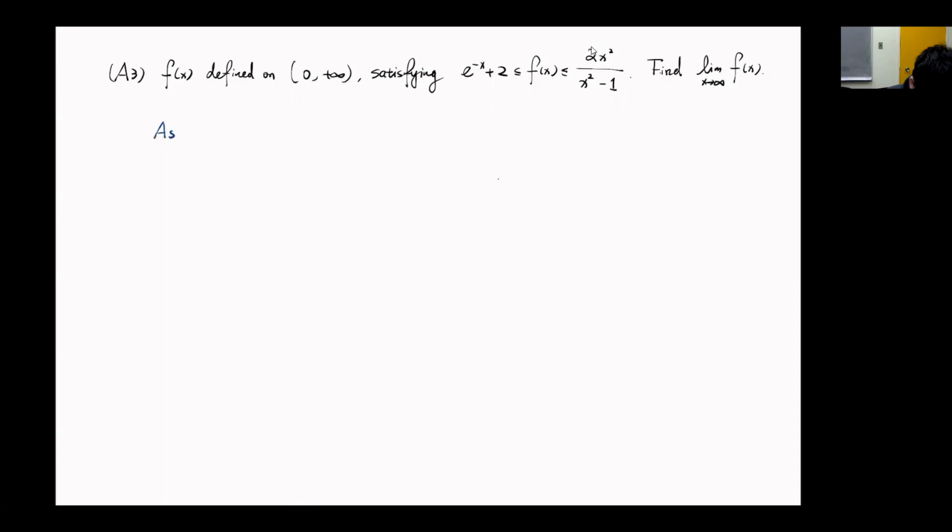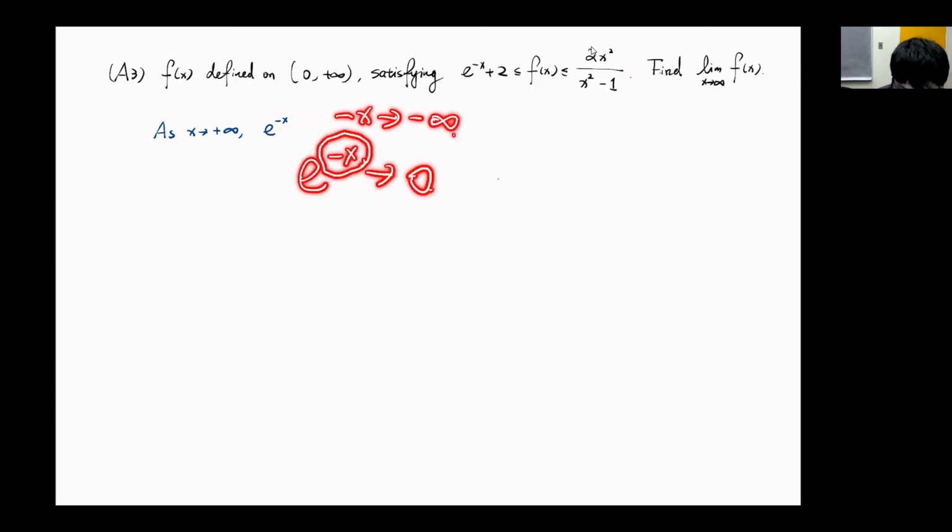Okay, let's see what we have. As x approaches positive infinity, we see for the lower bound function e to the minus x, when x gets very large, minus x gets negatively large. So minus x is approaching minus infinity. So then e to the minus x will approach 0, because e to a very negatively large number is going to be very close to 0. So that's why I can say that e to the minus x approaches 0, so that e to the minus x plus 2 approaches 2.